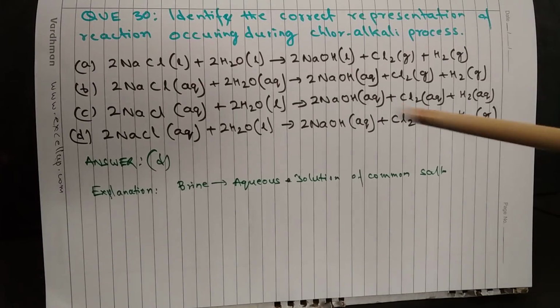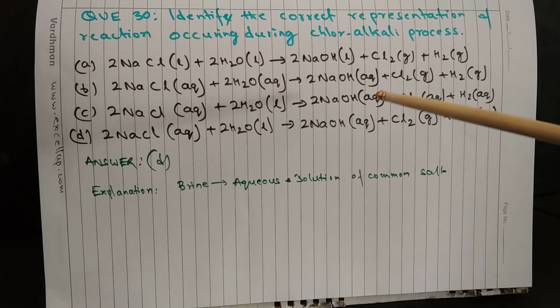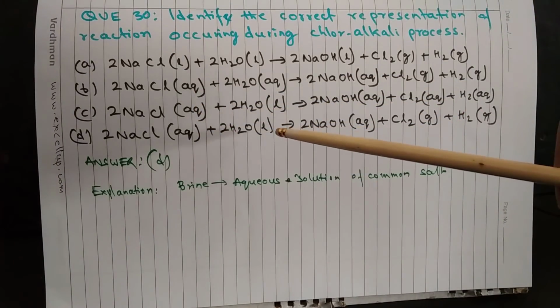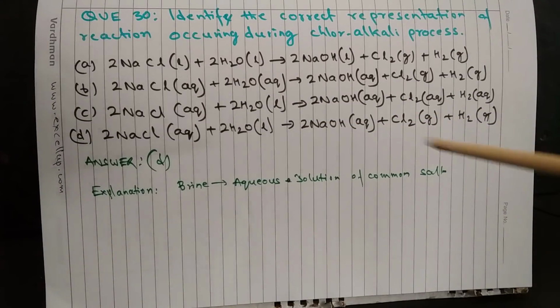In option C, sodium chloride is shown as aqueous solution, water is liquid, sodium hydroxide is aqueous, chlorine and hydrogen are also aqueous. In option D, sodium chloride is aqueous, water is liquid, sodium hydroxide is aqueous, chlorine and hydrogen are gases, and this is the correct option, option D. Because brine is aqueous solution of sodium chloride and water is liquid. Water cannot be in aqueous solution, it is itself aqua, right? Chlorine and hydrogen gases are evolved, and sodium hydroxide is obtained as dissolved in water.